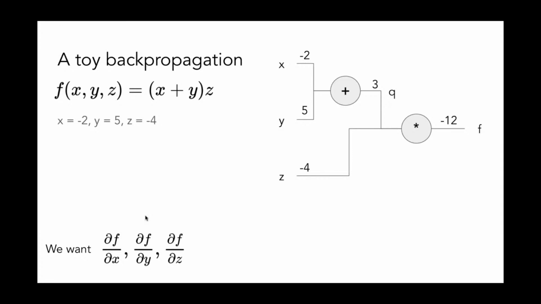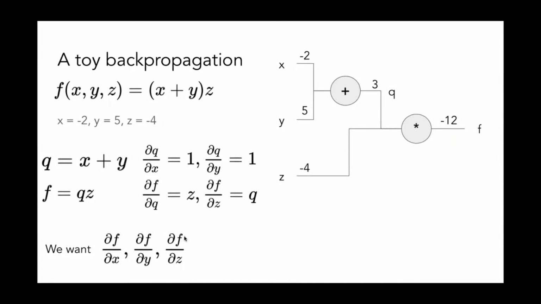Okay, so in this case, let me just show you how the backpropagation actually works. We have a very simple function of 3 parameters, x plus y, times z. And we have 3 numbers: -2, 5, and 4. The result obviously is -12, since 5 and -2 is 3, and 3 times -4 is -12. And we want to take the derivative of f with respect to x, y, and z.